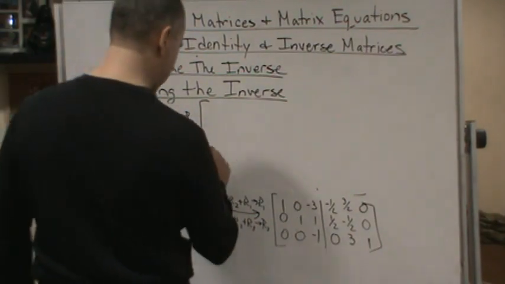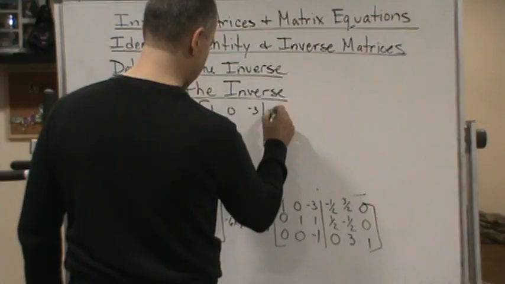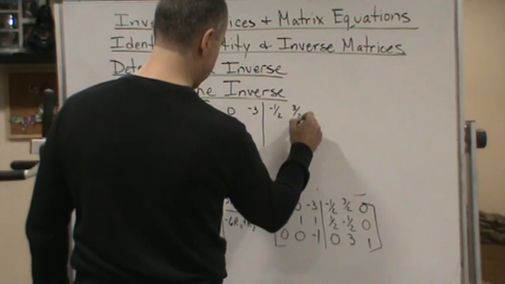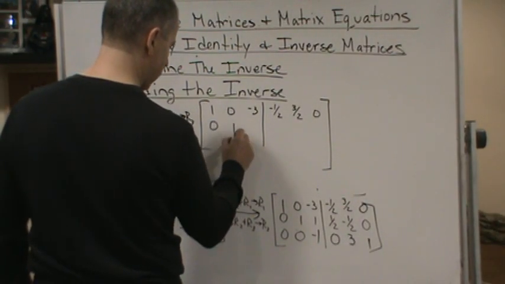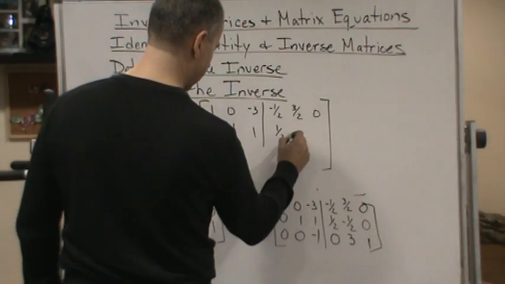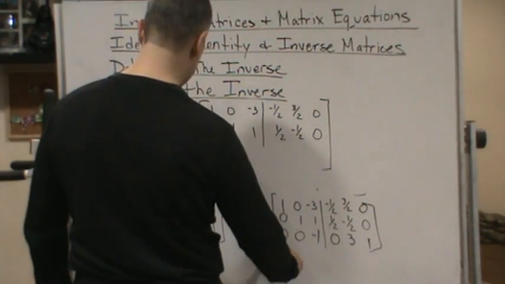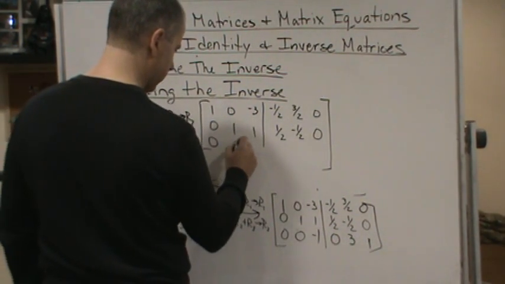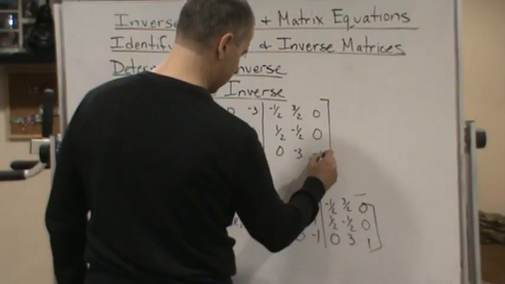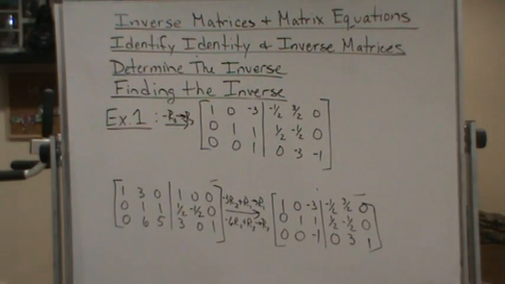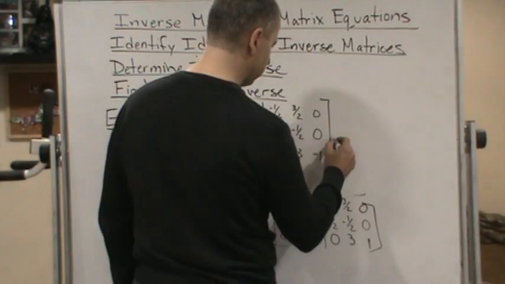Okay, so row 1 and 2 stay the same, so that's going to be 1, 0, negative 3, negative 1/2, 3/2, 0, and then 0, 1, 1, 1/2, negative 1/2, 0. And then I'm going to take the opposite of row 3, which is going to be 0, 0, 1, 0, negative 3, negative 1. All right. Now we're almost to the end. Now I just need to eliminate these two and we're done.